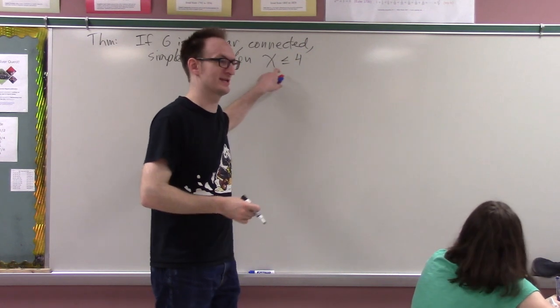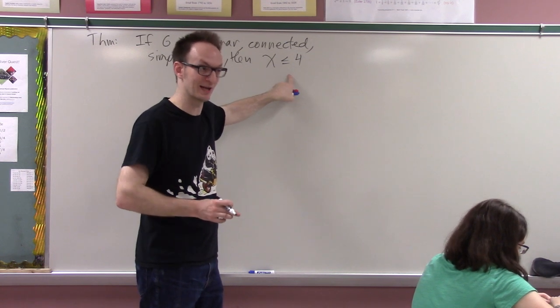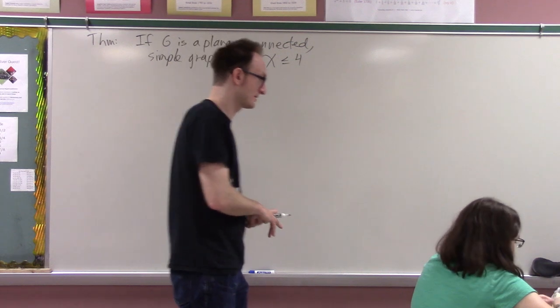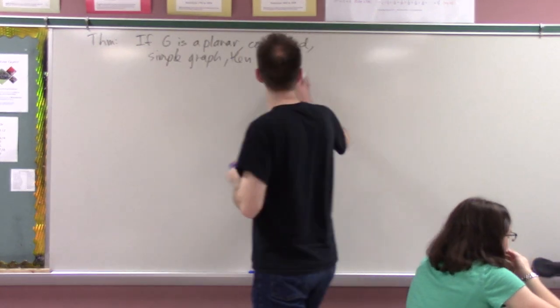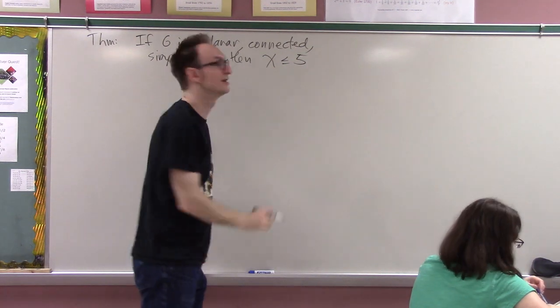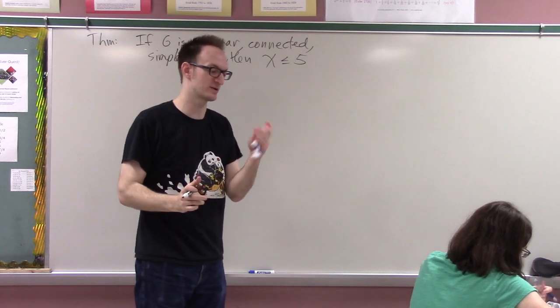This proof is hard. It is famously hard. It requires extreme casework and has been done by computers only. There's no simple intuitive proof of it. So while this is true, we're not going to prove it. What we are going to prove is that chi is less than or equal to 5. So 5 colors are sufficient to color any planar simple connected graph.